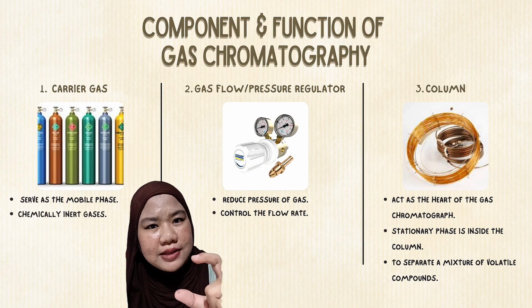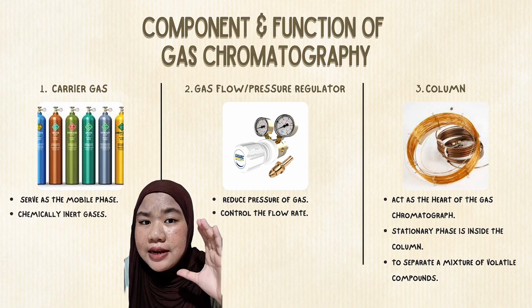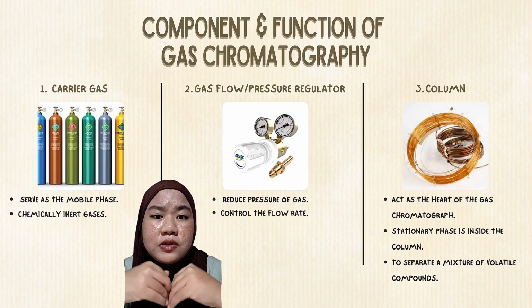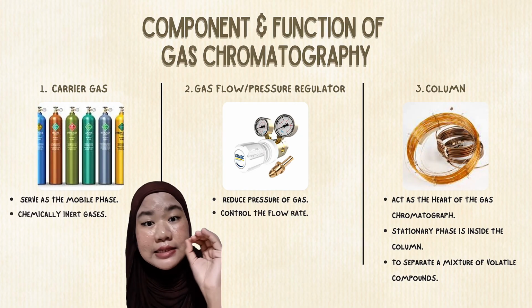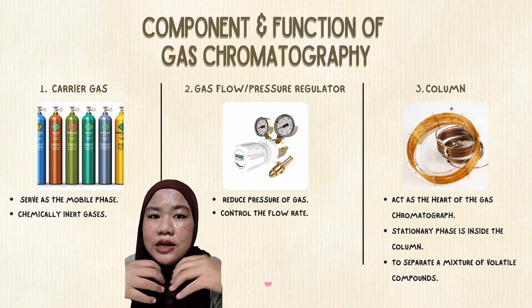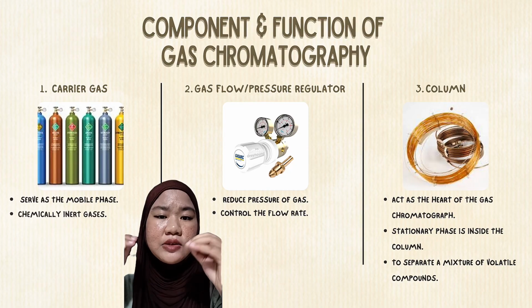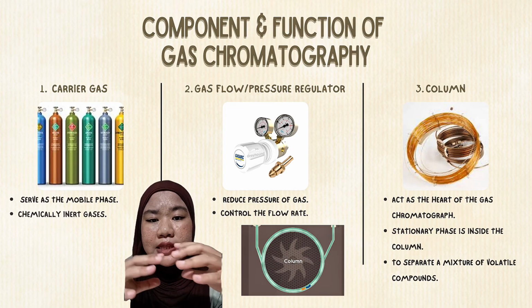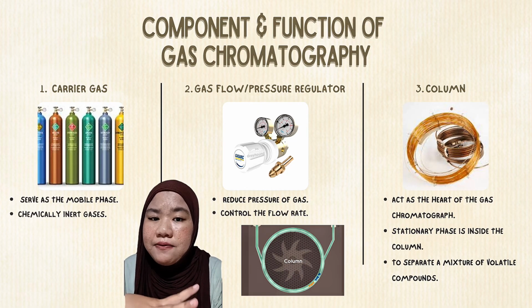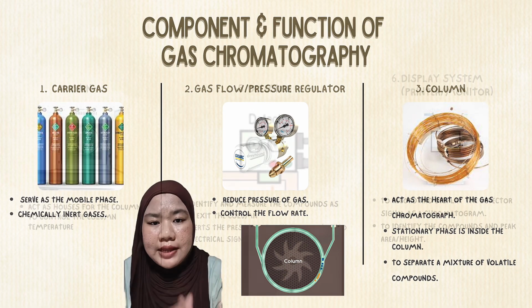A stable flow rate is very important because it can affect how fast the compounds move and how well they are separated. And the third component is the column, which is known as the heart of the gas chromatograph. So inside the column is the stationary phase. Different compounds interact with different phases, causing them to separate over time.